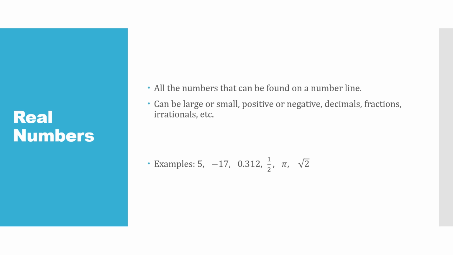And then our biggest set is the set of real numbers. The real numbers are all the numbers that can be found on the number line. They can be big, they can be small, positive, negative, decimals, fractions, or irrational numbers. So real numbers are just going to be any number. Here are some examples: 5, a positive whole number; negative 17, an integer; 0.312, a terminating decimal, so a rational number; another rational number, 1/2; an irrational number like pi; an irrational number like the square root of 2. Those are all examples of real numbers.